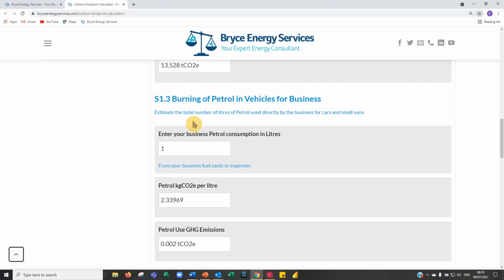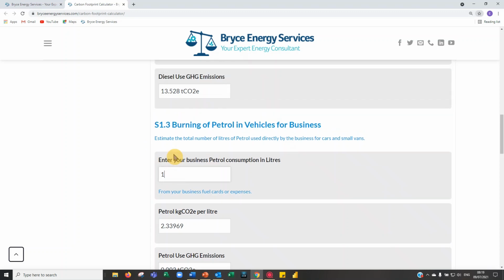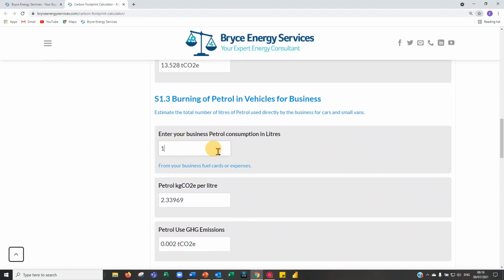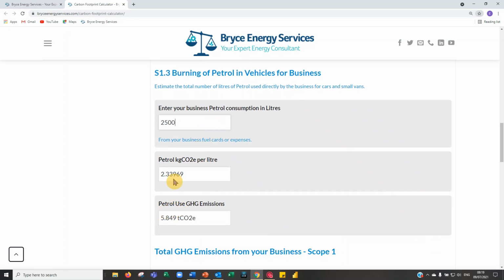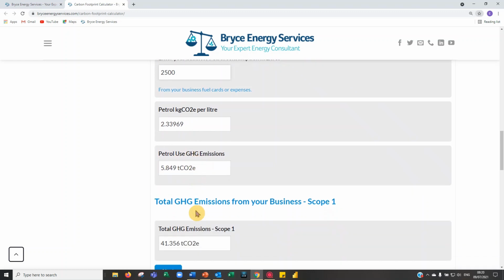Burning of petrol in vehicles for business. So let's say you have one car that you run around in, similarly to working out the diesel. Let's say 2,500 litres per year. So 50 litres a week, 50 weeks a year. And again, using government greenhouse gas conversion protocols, that petrol is about 5.8 tons of CO2 equivalent.